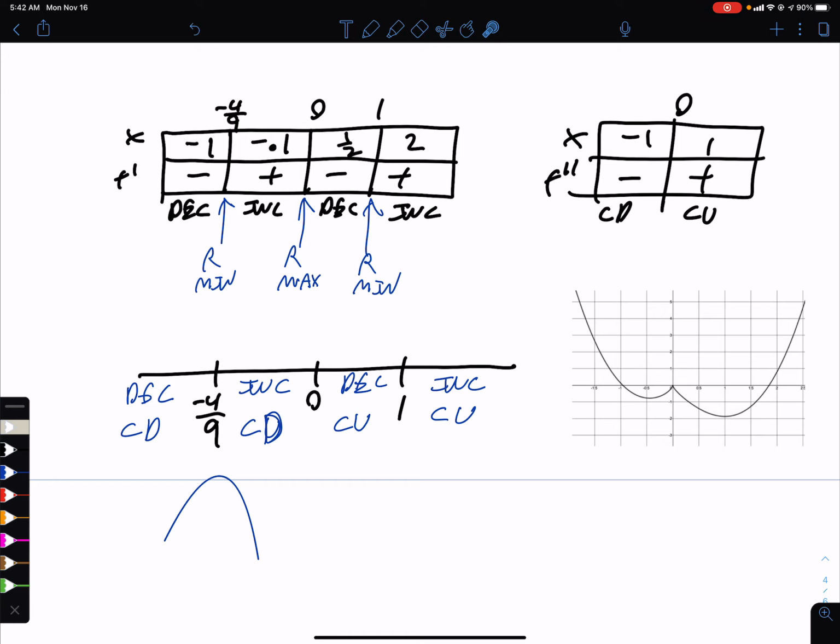So decreasing is going to be that portion. So that's going to look like that. And increasing concave down is going to look like that. Concave up looks like that. So decreasing is going to look like that, and increasing will look like that. So it's going to look like that on this side.